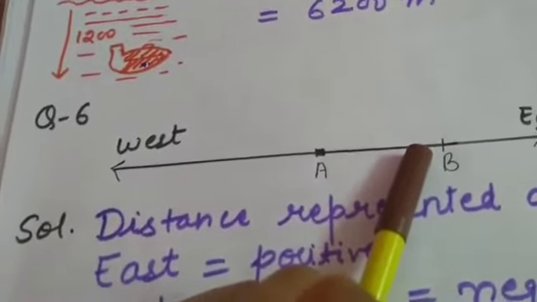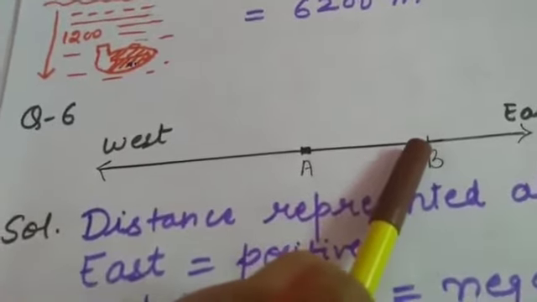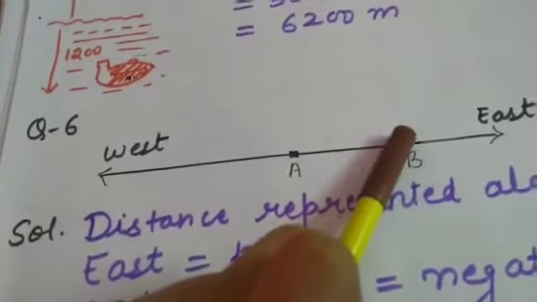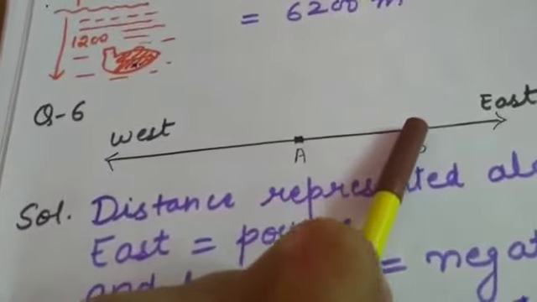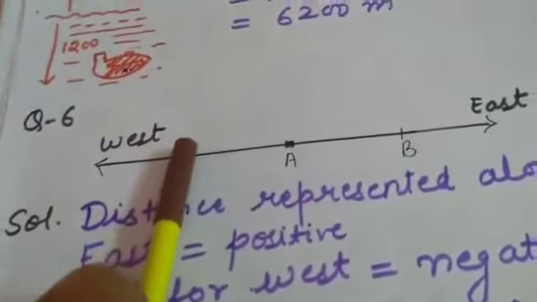Then from B, she moves 30 km towards west. From B, she moves 30 km. Here she completes 20 km at point B. After this, she moves 30 km to the west direction on the same road.